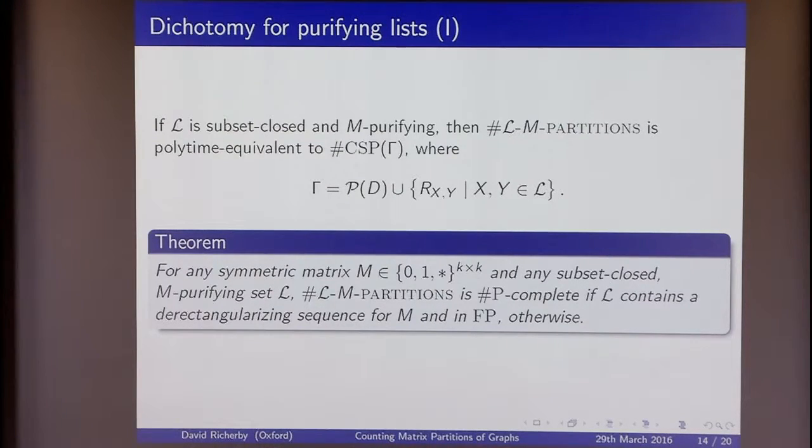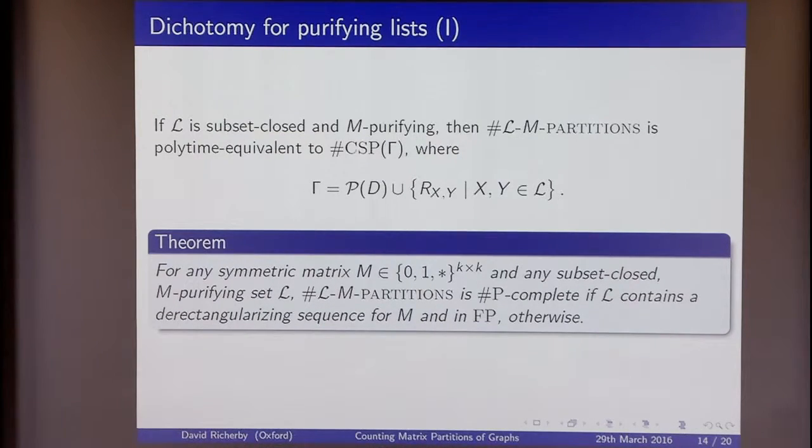So, moving towards proving the dichotomy, the first case we'll look at is where the lists that we're allowed to use are purifying. Okay, so the lists that we've been given break up the matrix into these pure submatrices that correspond to homomorphism problems. It turns out that if we are purifying, then the matrix partitions problem is in fact equivalent to a CSP. It's not just that you can translate to a CSP in one direction, it's that in a sense every instance of that CSP does correspond to a matrix partitions problem.